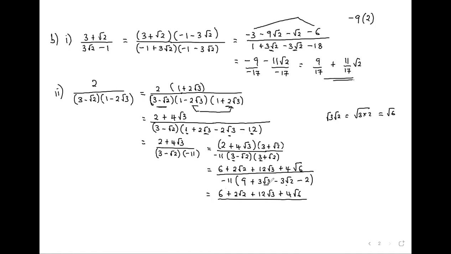Then we say over. So this is 0 here. Then 9 times 9 minus 2, we get positive 7. So then multiplying positive 7 by negative 11, we get negative 77. So what have we done? We have rationalized the denominator.